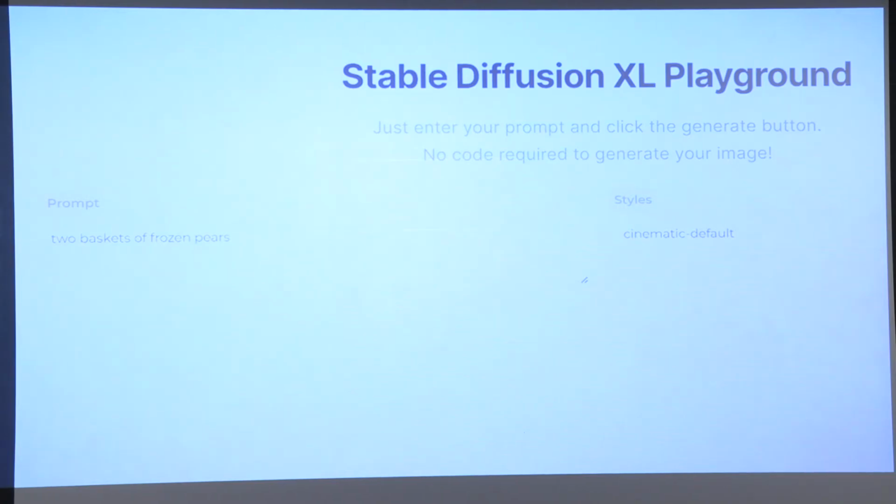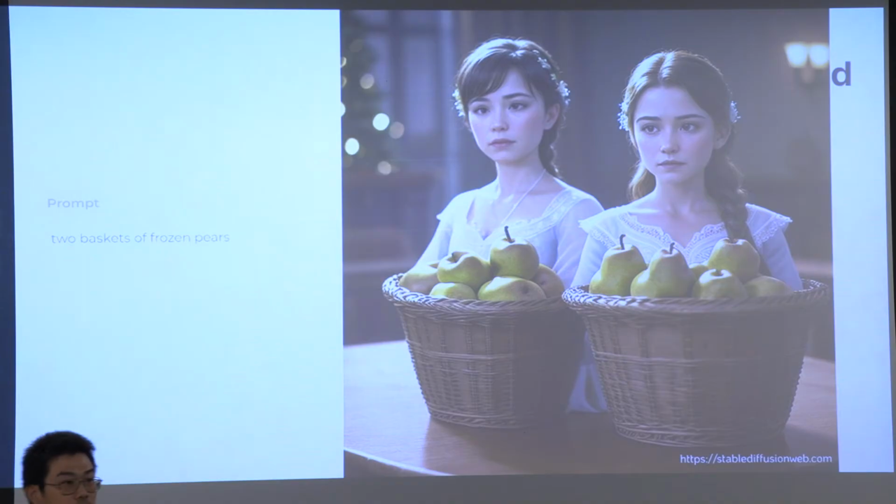So take this, right? 2 baskets of frozen pears. What we can quickly do is try out the most up-to-date stable diffusion algorithms. And I actually did that, 2 baskets of frozen pears. What you get is such an image. Right? Many of you are starting to laugh.